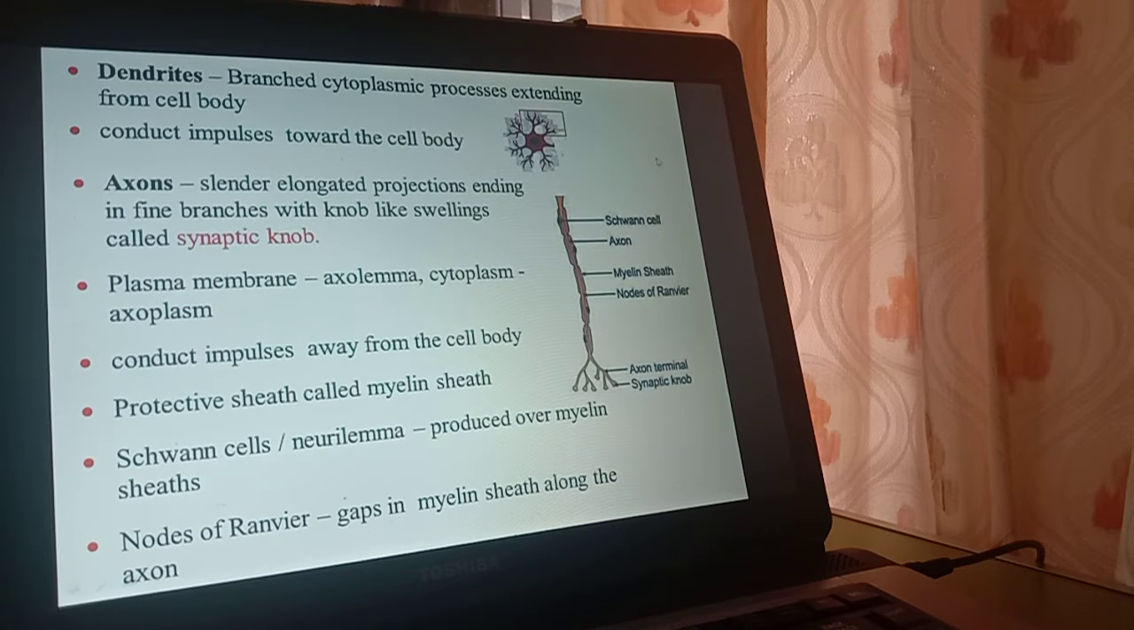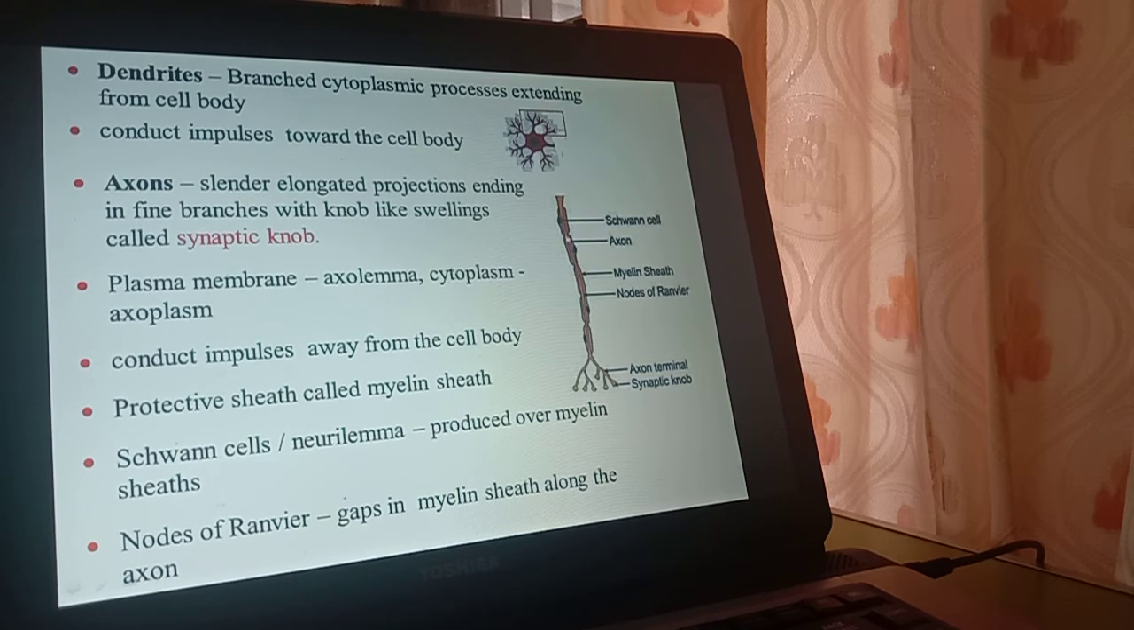Okay. Next comes the dendrite. So these are the branched cytoplasmic processes which extend from the cell body. Yes, and the function is to conduct the impulses towards the cell body. Then comes the axon. Axon is the slender elongated projection which ends in fine branches with a knob-like swelling. Can you see here? The knob-like swelling, and that we call the synaptic knob.